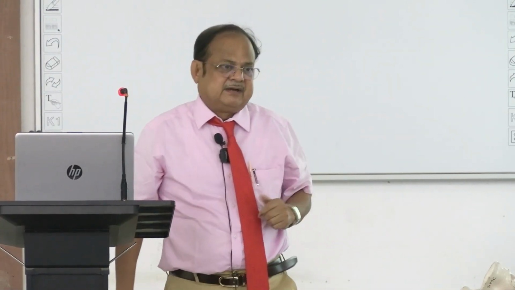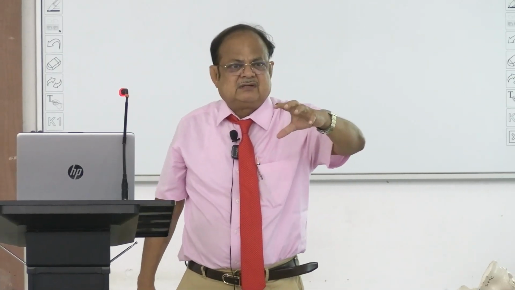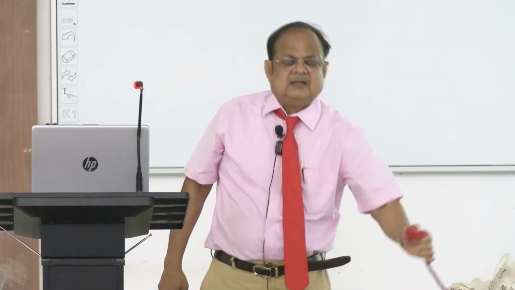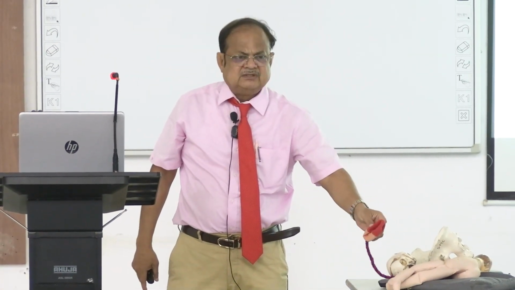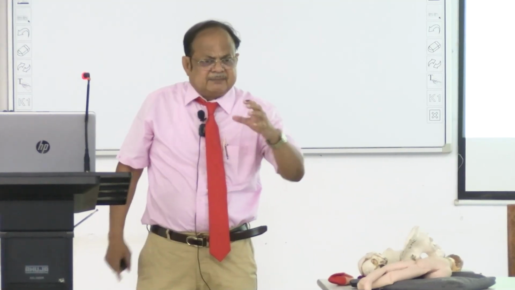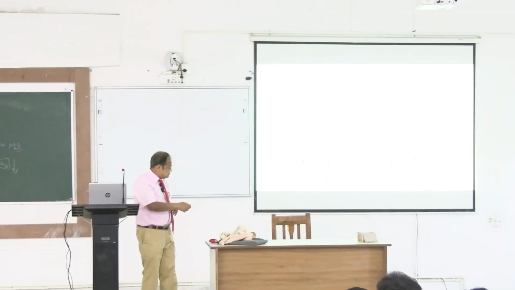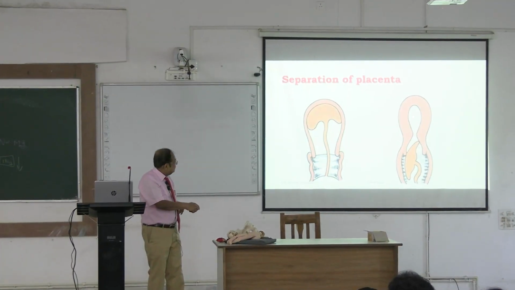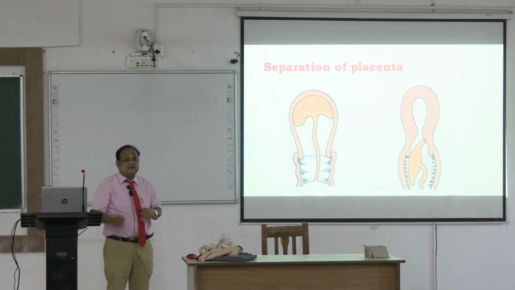How is the placenta separated? The placenta is separated as the uterus contracts and becomes smaller. The placenta is a spongy material, so the placenta is not contracting. So what will happen? There is a shearing force between the uterus and the placenta, and the placenta becomes separated.